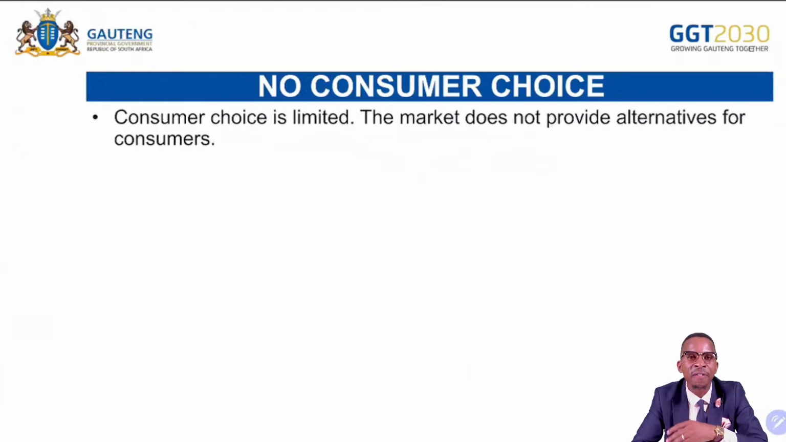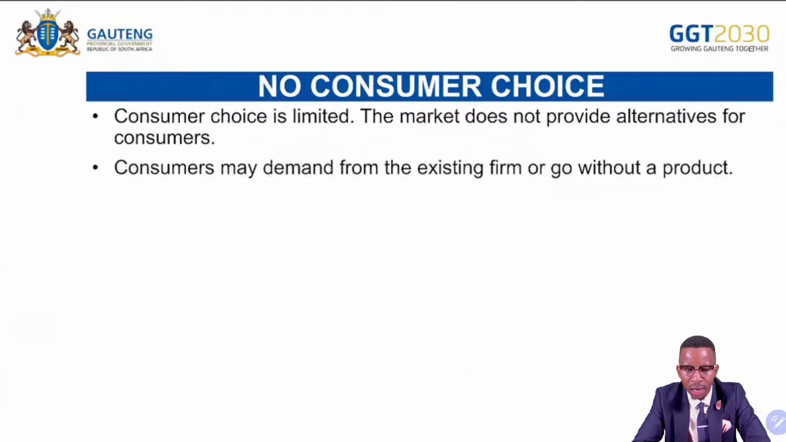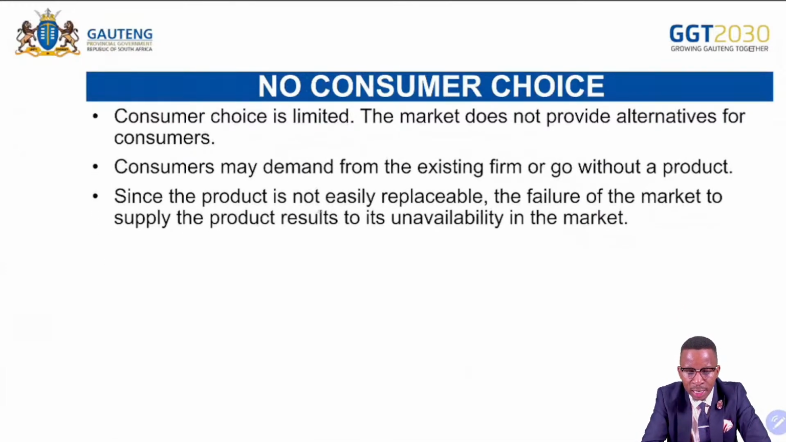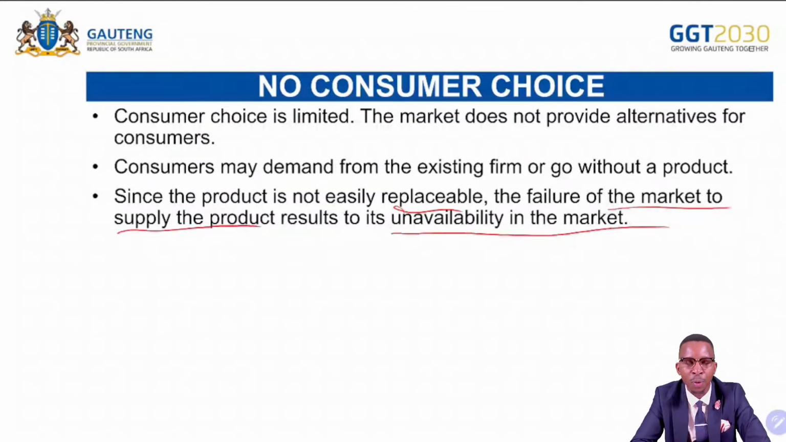There are no alternatives that are served. There is only one firm that is supplying that particular product, either in good quality or bad quality. Consumers don't have any alternative product to choose from. There is no competition. Consumer choice is limited. The market does not provide alternatives for the consumers. Consumers may demand from the existing firm or go without the product. Since the product is not easily replaceable, the failure of the market to supply the product results in unavailability of the product in the market.